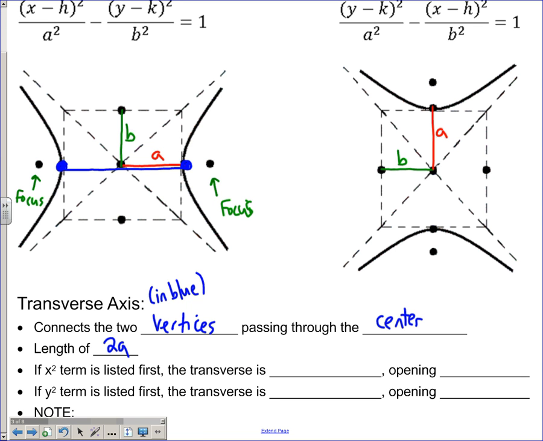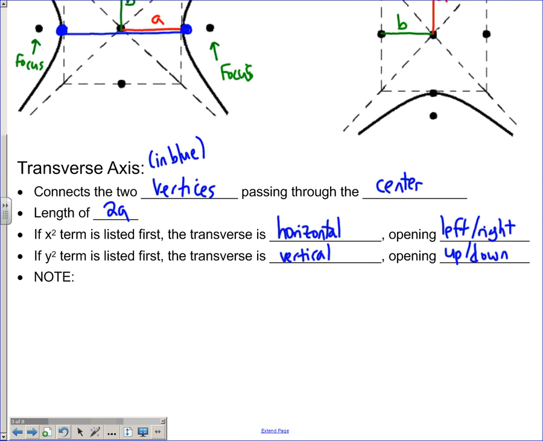Now, we have these two statements. If the x squared term is listed first, the transverse is horizontal, opening left and right. And if the y squared term is listed first, being a positive term, subtracting off the x squared term, then the transverse will be vertical, opening up or down.